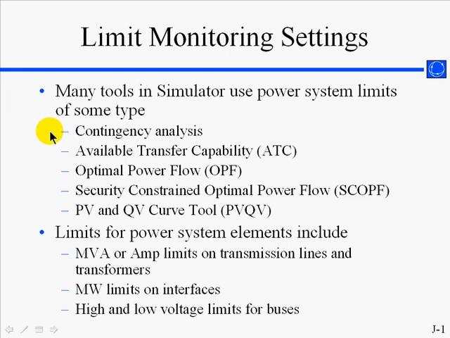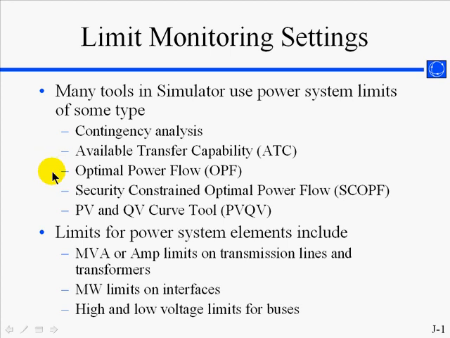In the contingency analysis, what is considered an overload during a contingency is determined by the limits that are set in the limit monitoring settings. Similarly, with the advanced transfer capability tool, when you're transferring power between a buyer and a seller in the system, the ATC tool will tell you how much power can be transferred before a limit is reached.